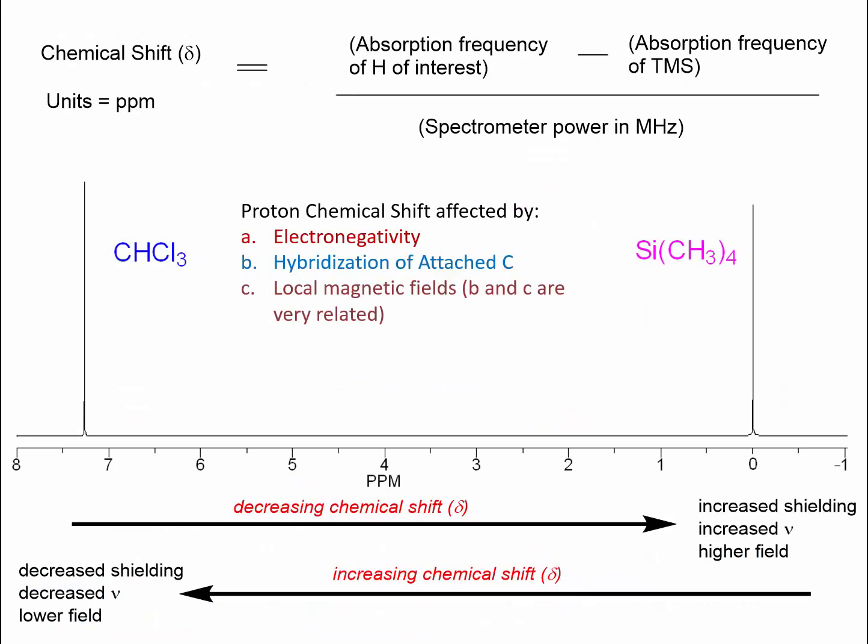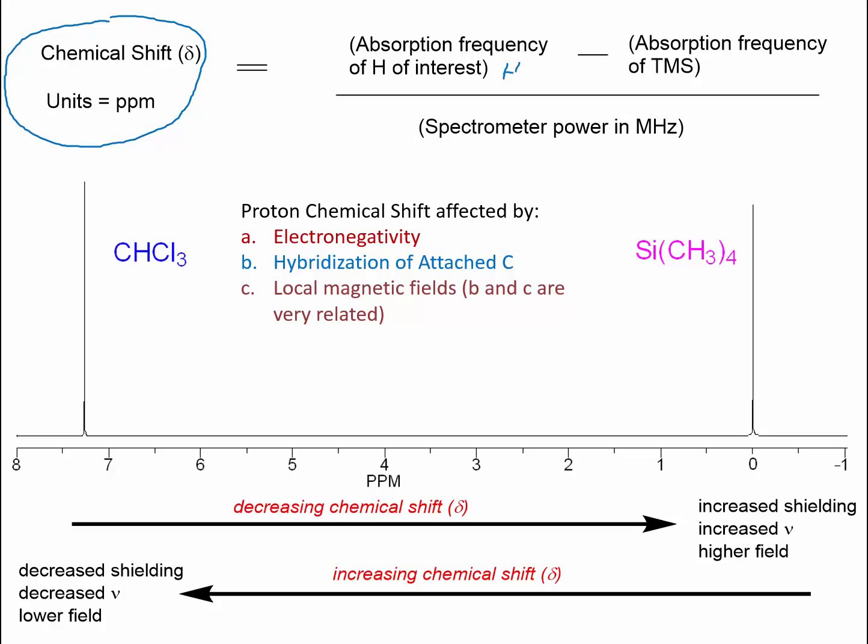All right, so this slight difference of different hydrogen atoms is a term that we're going to call the chemical shift. And you either put the number delta in front of the number that you're talking about, or you refer to it as parts per million. Okay, and chemical shift is defined as the absorption frequency of the hydrogen of interest minus the absorption frequency of tetramethylsilane divided by the spectrometer power in megahertz.